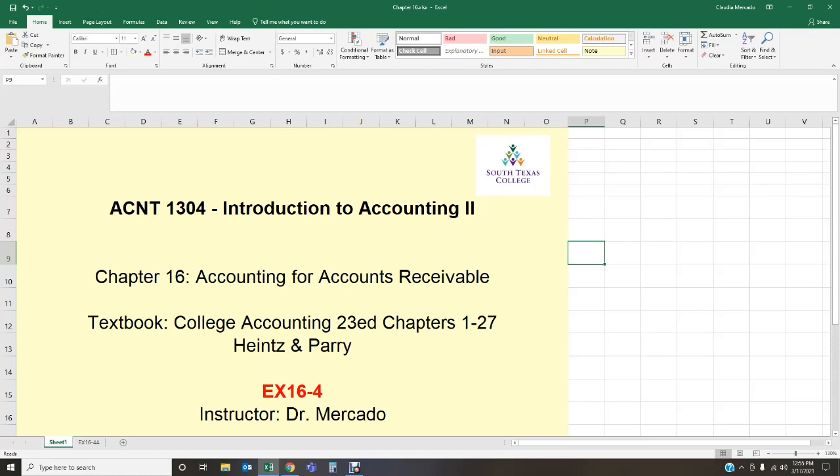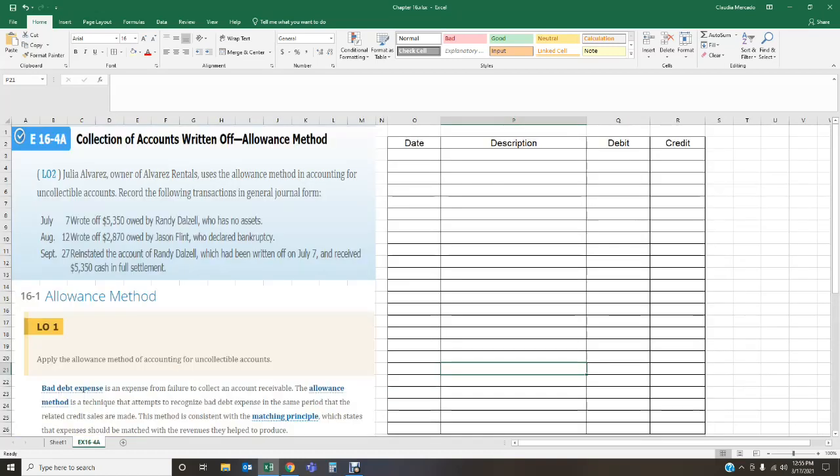So let me get started with the first problem that I'm going to cover. It's exercise 16-4. This problem deals with the collection of accounts written off using the allowance method. It says Julia Alvarez, owner of Alvarez Rentals, uses the allowance method in accounting for uncollectible accounts. We have to record the following transactions in general journal form, and we are given 3 transactions.